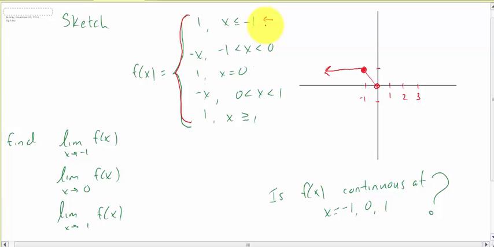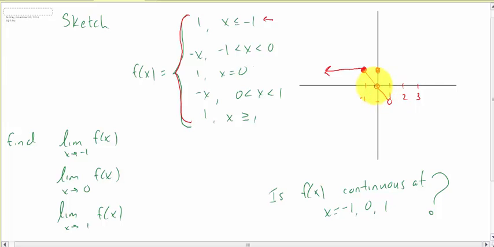I want you to pause the video right now and try to continue graphing this function. Okay, so hopefully you paused the video and gave this a try. But this third part, f of x is 1 if x is 0. So we're going to get a solid dot right there. And then -x going from 0 to 1. So it continues that way.